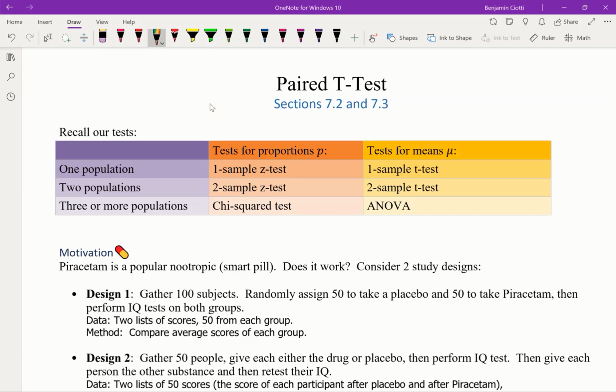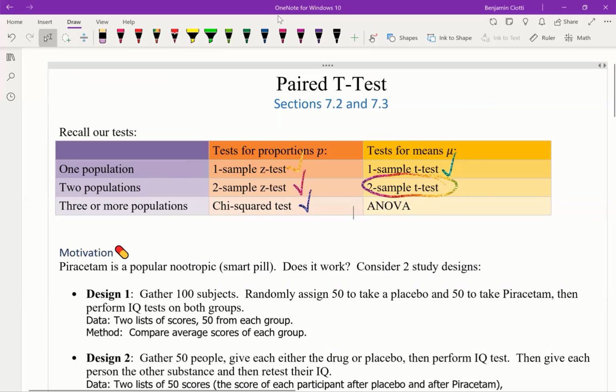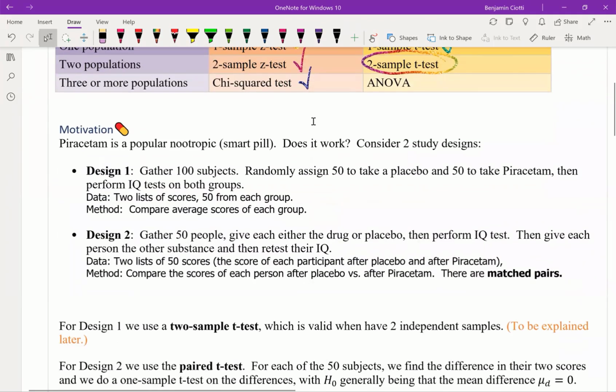So just a refresher. We've already done the one sample t-test, two sample t-test, chi-squared test. The one sample t-test was last class, and today we're on to the two sample t-test. So here is some motivation for this test.